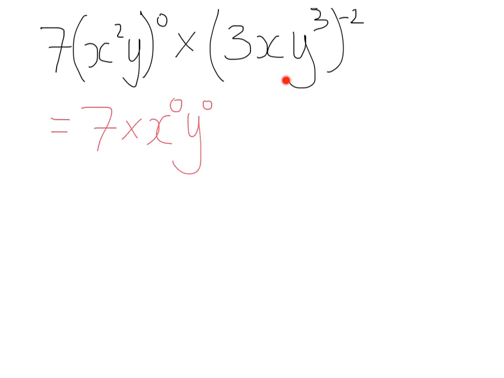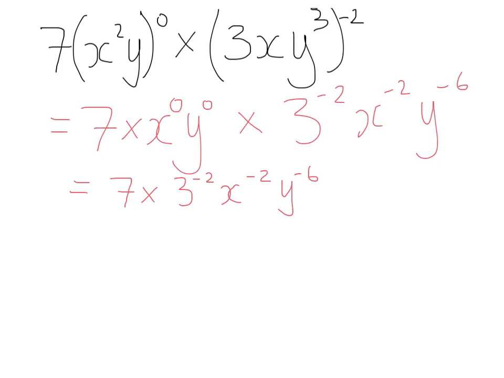Now, in this second bracket over here, everything is going to be affected by this negative 2 index. So we're going to get 3 to the power of negative 2, x to the power of negative 2, and y to the power of 3 times negative 2, so negative 6. So we know that anything to the power of 0 is 1, so we're just going to get 7 times 3 to the negative 2, x to the negative 2, y to the negative 6.